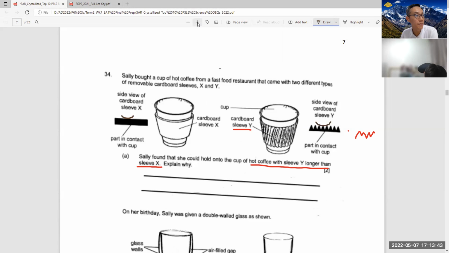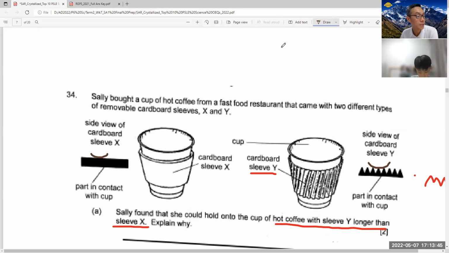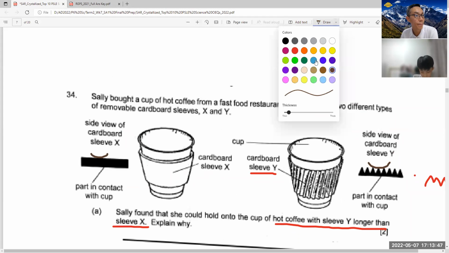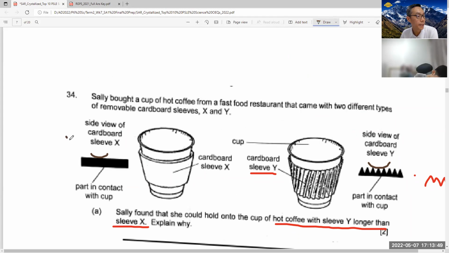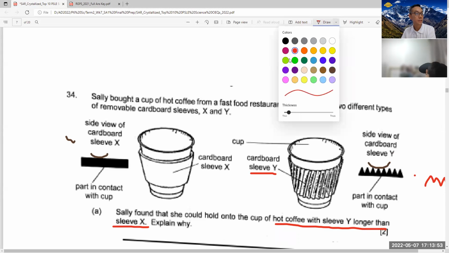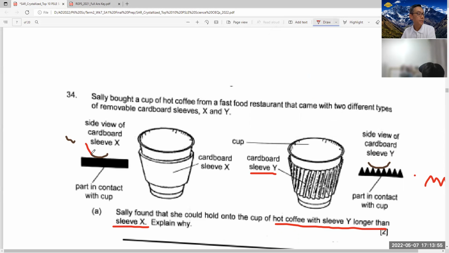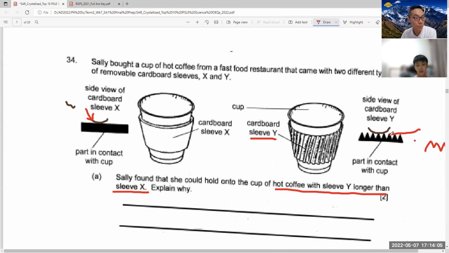Okay, if you examine carefully, on the left side, right? At here, right? Let me use another color. At this part, you see the sleeve X touches your whole skin surface, whereas if you use sleeve Y, certain parts of your skin surface are above the air gaps.